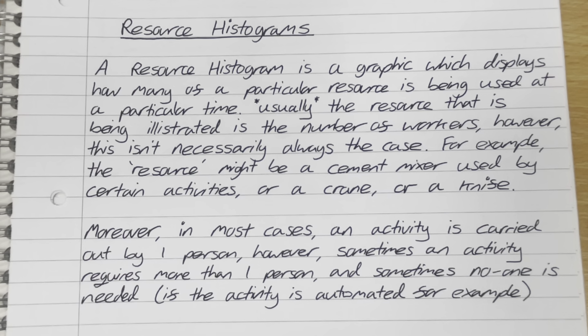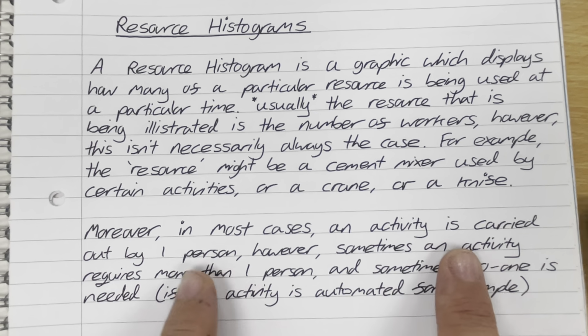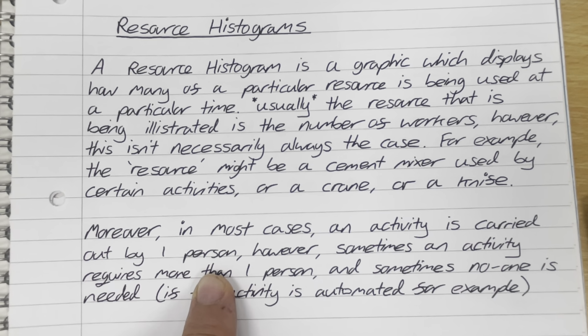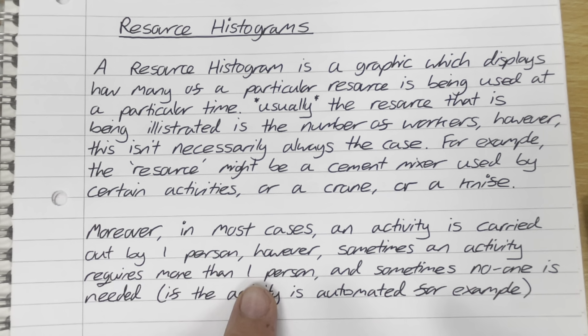knife. Moreover, in most cases, an activity is carried out by one person or uses one resource, but sometimes an activity requires more than one person, and sometimes, as you saw in my previous video, an activity requires no one. It might be an automated activity or one being done by a machine or something. It just takes time.